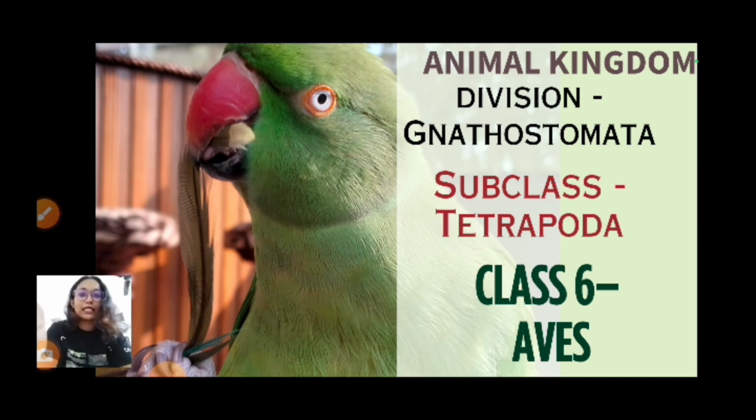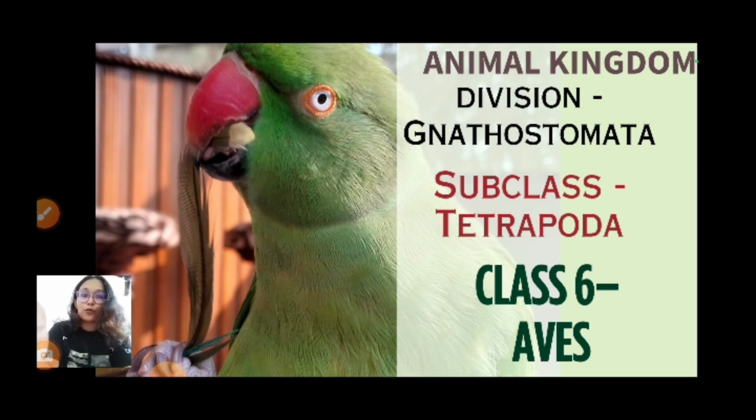This is part 18 from the chapter Animal Kingdom. So we were doing the classes. We already did class 1 to class 5, and in this video we are going to do class 6, that is Aves, that is birds. This Aves falls under division Gnathostomata, means they are having jaws, and it falls under subclass tetrapods, means they are having limbs. Is it clear?